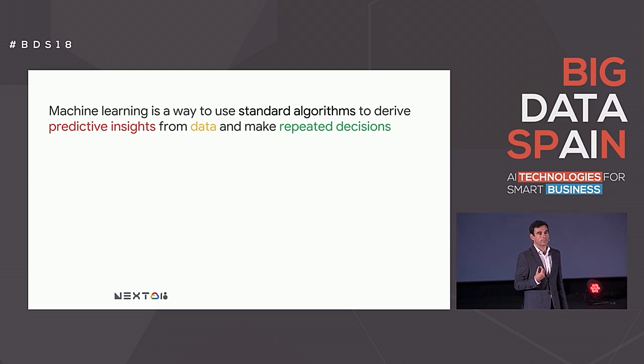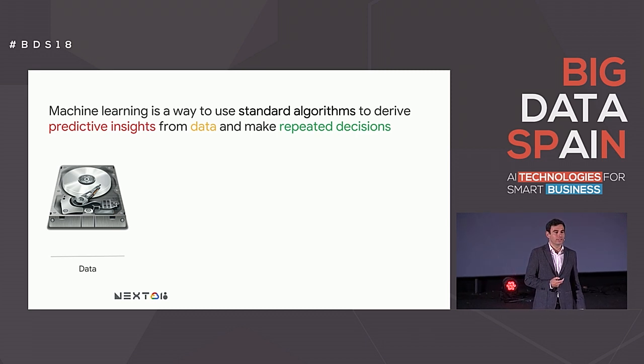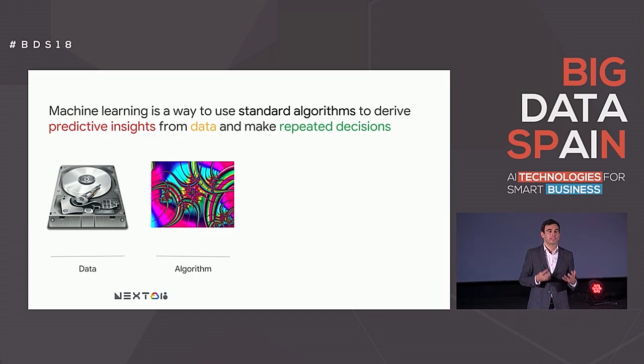For us, machine learning is an algorithmic approach to making predictive decisions from data, and that part is important: extracting insights and taking decisions. For that, you first need access to the resources you're going to need. First, access to data, that's for sure, and you probably know that already. Then you need access to algorithms to get the most out of that data. Check, we also have algorithms.